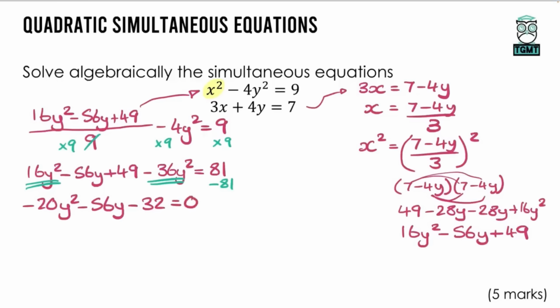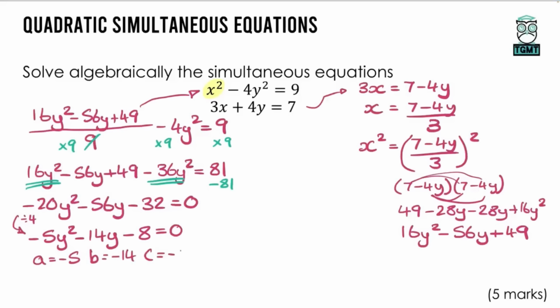Now at this point, I can just write down the values of a, b and c and put it into the quadratic formula. However, I can see that these numbers divide by 4, so just to make the numbers a little bit nicer, I'm going to divide them all by 4, and that gives me minus 5y squared minus 14y. Again, you can just type this in on the calculator, and then minus 8 is equal to 0. I do just have some slightly nicer values of a, b and c now to use in the quadratic formula. So a is equal to negative 5, b is equal to negative 14, and c is equal to negative 8.